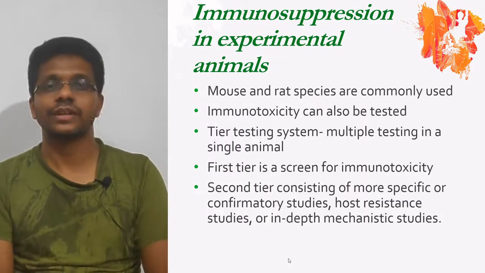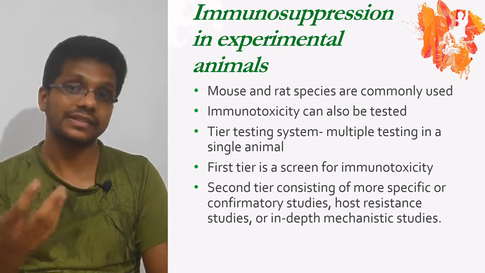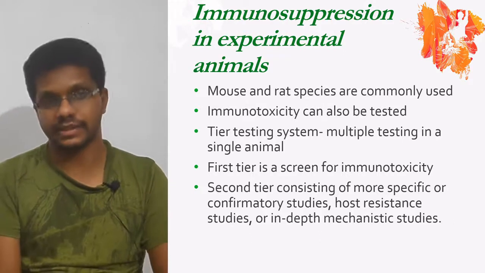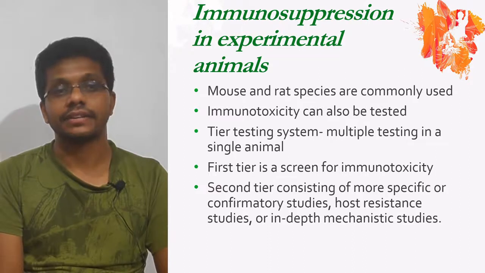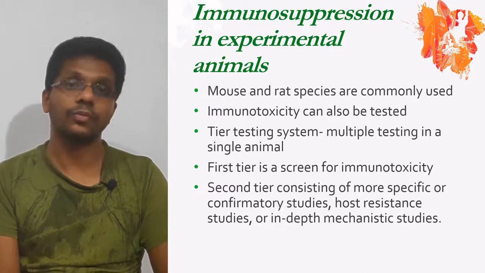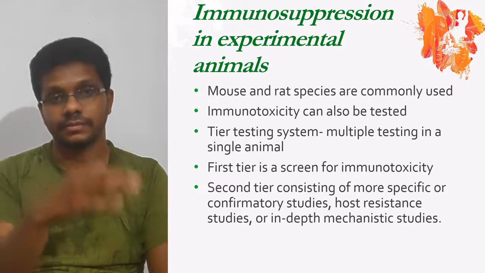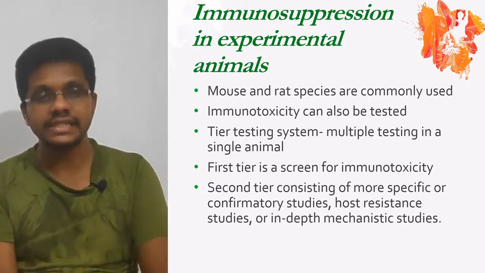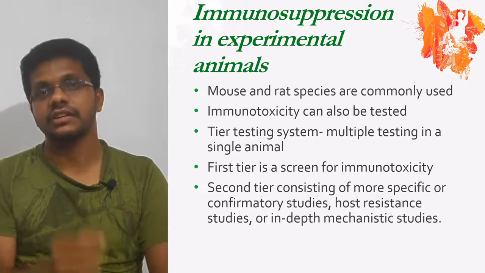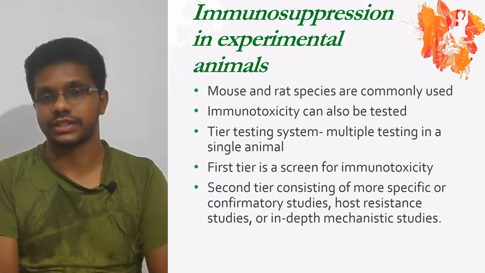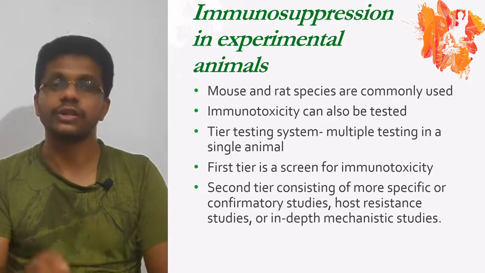And as I said before, immunosuppression can be studied only in the whole animal. So most immunosuppression screening is done in experimental animals, mostly mouse and rat, and we can study the immunotoxicity of the compounds in these animals. We use a tier testing system. It has multiple tiers, the first tier and second tier. In the first tier, for any compound, we test the immunotoxicity. The first thing we want to know is whether the compound is toxic, and if it is toxic, we will stop our experiment, and if it is not toxic, we will go to the second tier.